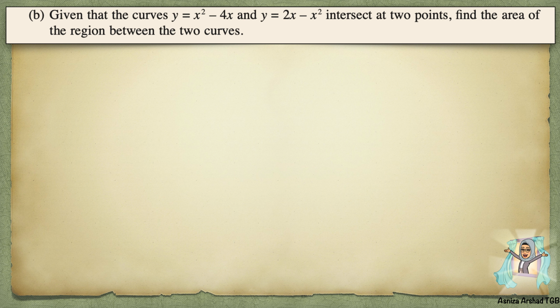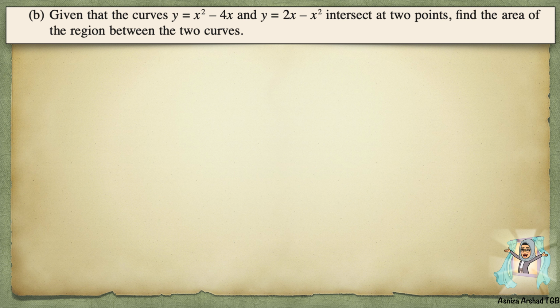Okay, next we were given that the curves y equals x squared minus 4x and y equals 2x minus x squared intersect at 2 points. Now we need to find the area of the region between the two curves.